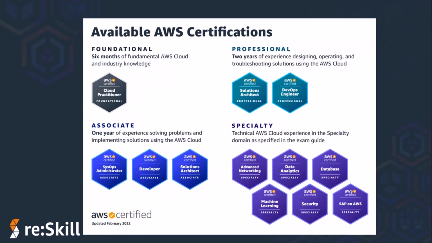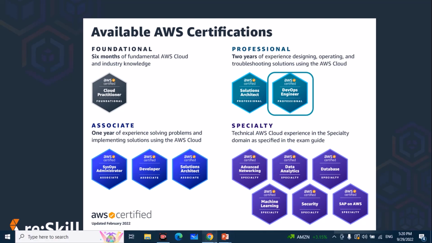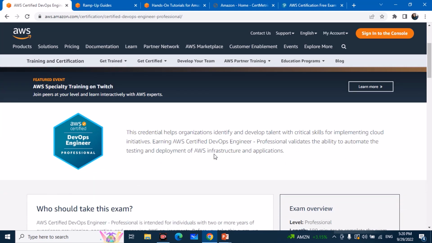And what all AWS certifications we have, you can see here. In the foundational category, we have Cloud Practitioner, and 3 certifications in the associate category, 2 in the professional, and 6 in the specialty. So today we will be focusing on the AWS Certified DevOps Engineer certification, which comes under the professional category. We'll discuss more about it: what is this certification all about, and what does it validate? Let's have a look.